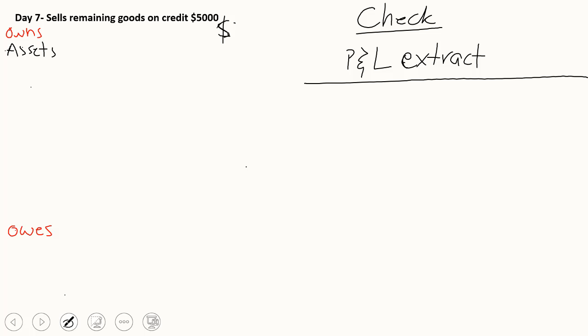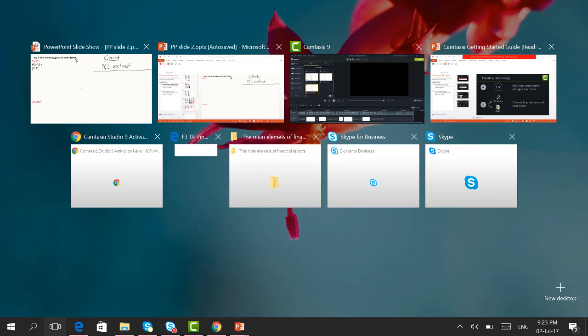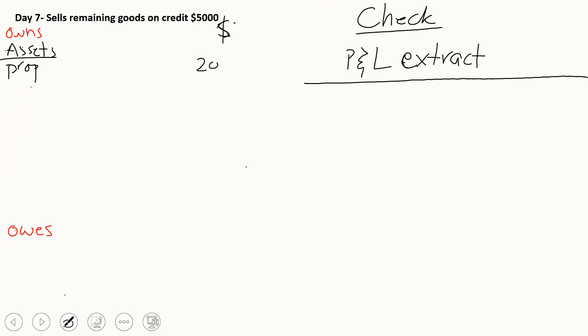Day 7, sell the remaining goods on credit $5,000. So it means that whatever stock was left, whatever inventory was there, it's now sold. Not on cash, but on credit, $5,000. It means money is to be received in future from the business's customer. So let's look at the accounting treatment, starting with non-current assets first. Property. Is there any change in property? No, and it will be 2,000. Motor vehicle, no change, 2,000 as well.